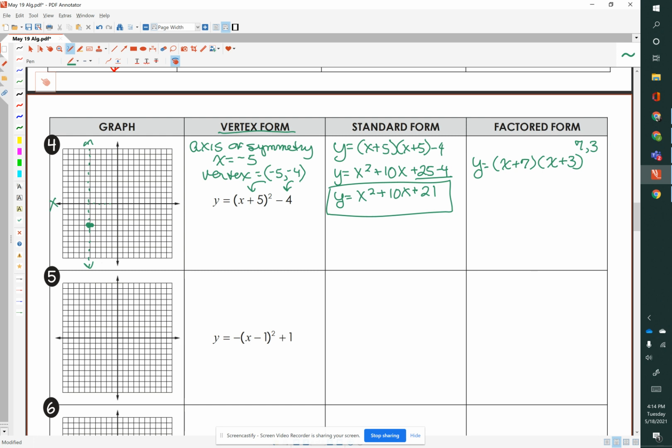So let's see, -3 is right about here, -7: 3, 4, 5, 6, 7 is right about here, and we can draw. Because remember, when we set these to 0, we have x equals -7 and x equals -3.